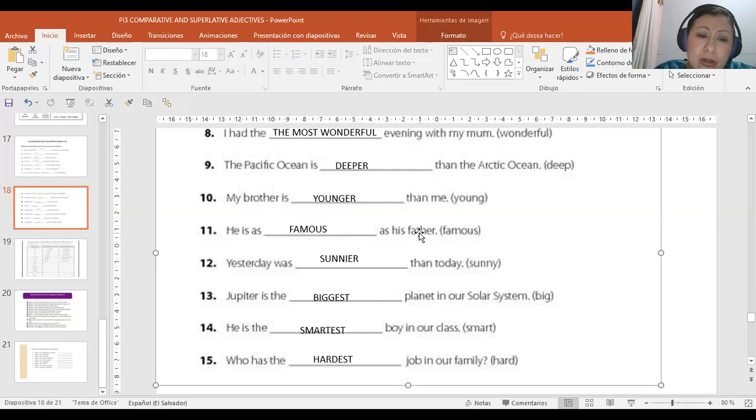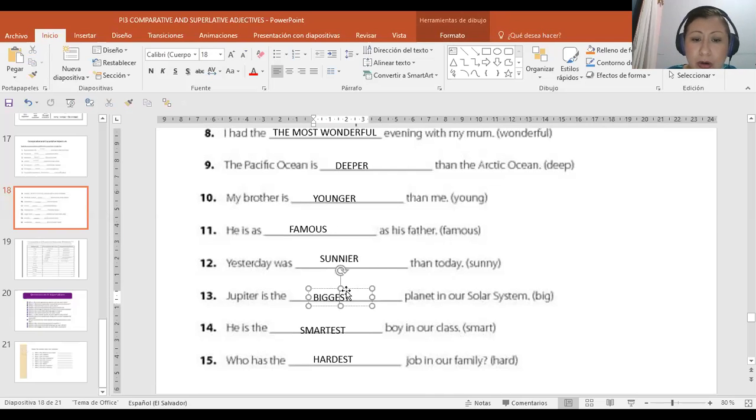Podríamos haber dicho, the sun is farther than the earth, right? El sol es más lejos que la tierra. Ahí sí hay un comparativo de superioridad. Utilizamos el er plus than. ¿Verdad? Okay. Pero en este caso, Júpiter, there is no comparison.